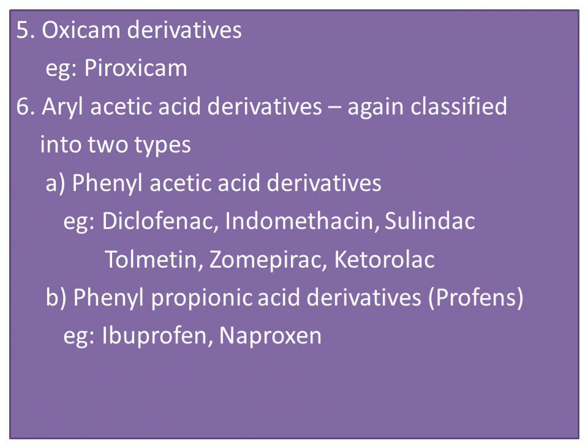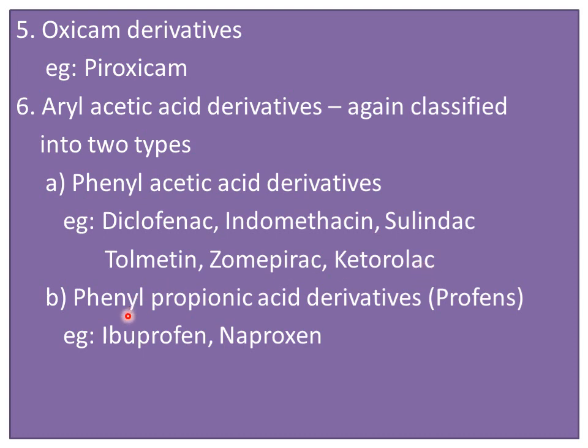The fifth class of compounds are oxicam derivatives. The example of an oxicam derivative is piroxicam. And the last class is aryl acetic acid derivatives. These are again classified into 2 types depending upon the type of acid. The first one is phenyl acetic acid derivatives. The examples are diclofenac, indomethacin, sulindac, tolmetin, zomepirac, ketorolac.